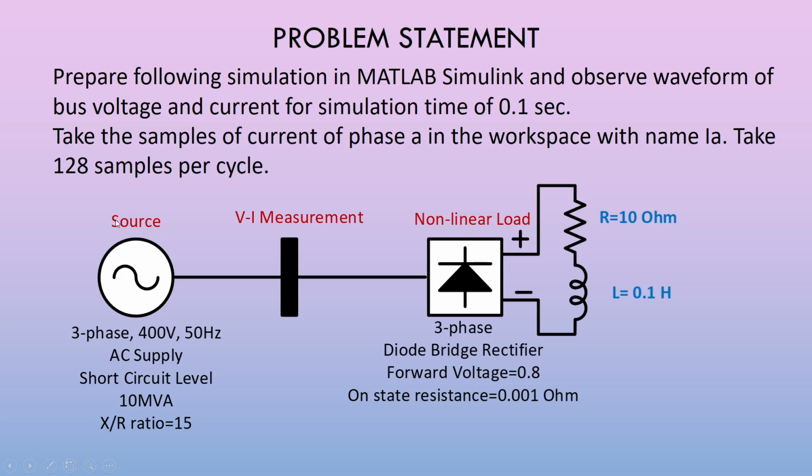Here there is a source of the sinusoidal supply. It is a 3-phase 440 volt 50 Hz AC supply whose short circuit level is 10 MVA and X by R ratio is 10.